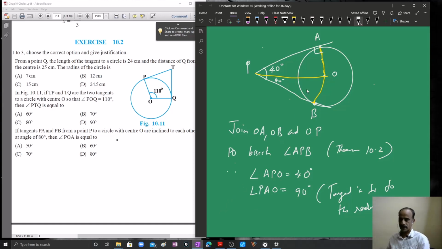Now when you take a triangle and use the angle sum property, in triangle PAO, angle P plus angle A plus angle O is equal to 180 degrees.